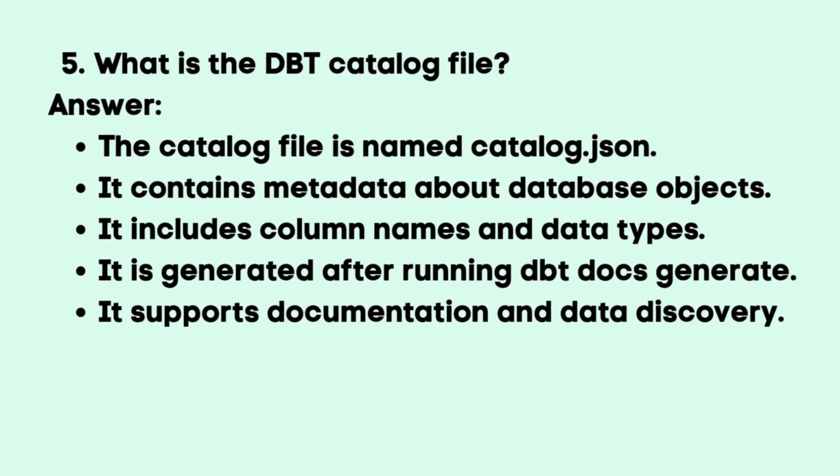What is the Dbt catalog file? Answer: The catalog file is named catalog.json. It contains metadata about database objects. It includes column names and data types. It is generated after running Dbt docs generate. It supports documentation and data discovery.